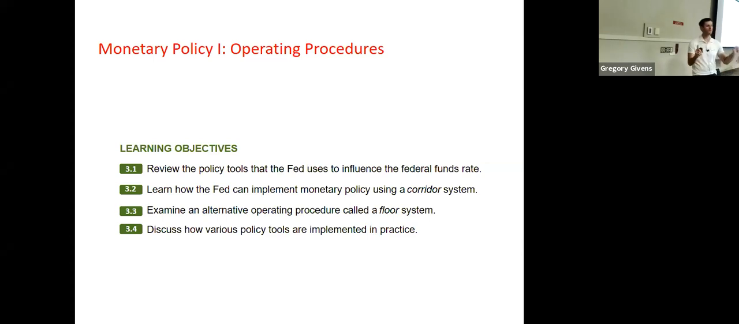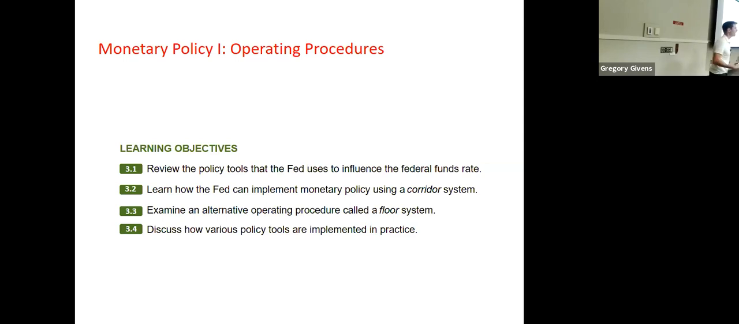All right, so that's one of the big things this week, is understanding the difference between a corridor versus a floor operating system for the Fed. The corridor system was pre-2008. Post-financial crisis, we've been in this floor system. Really important stuff.